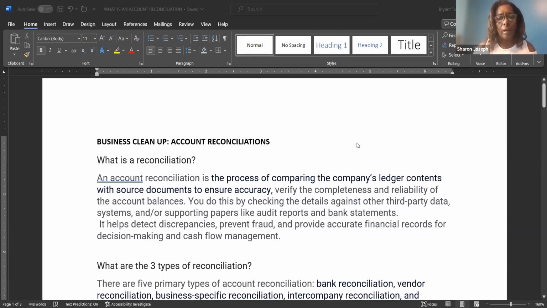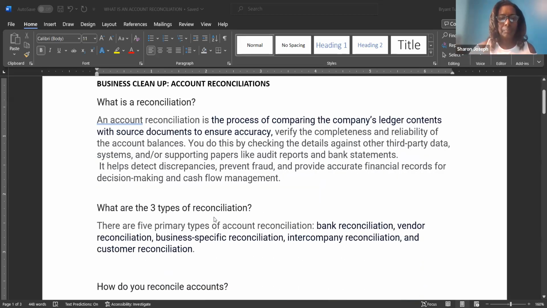So again, don't get hung up on the word cleanup. Understand that what they're asking you to do is basically an account reconciliation of all of their accounts, and make sure it's correct. You do this by checking the details against third party data and systems, supporting documents, and bank statements and so forth. This is what helps you detect discrepancies and helps prevent fraud, or prevent inaccurate financial statements from being recorded and sent out.